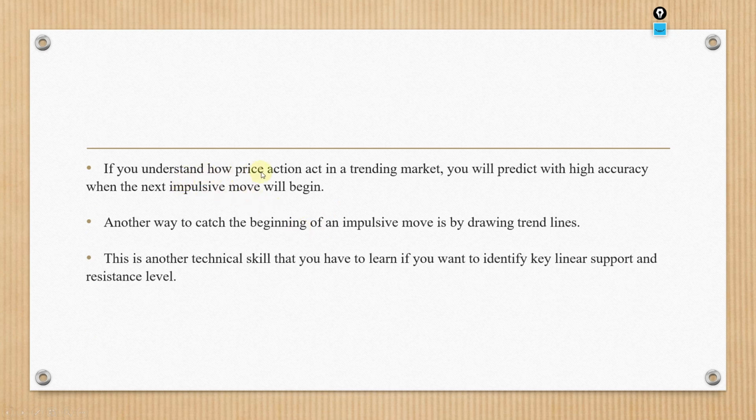If you understand how price action acts in a trending market, you will predict with high accuracy when the next impulse will begin. Another way to catch the beginning of an impulse move is by drawing trend lines. So we shall learn about trend lines also. Trend lines are just another way of spotting support and resistance.